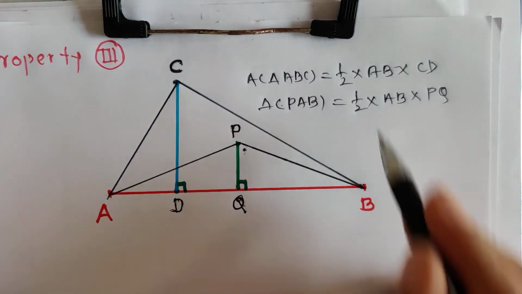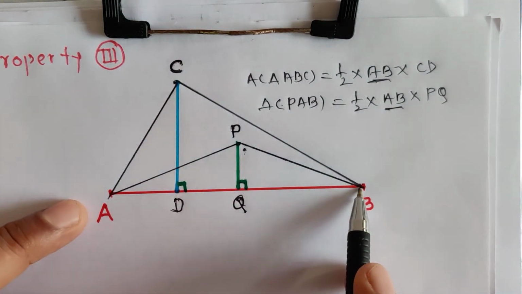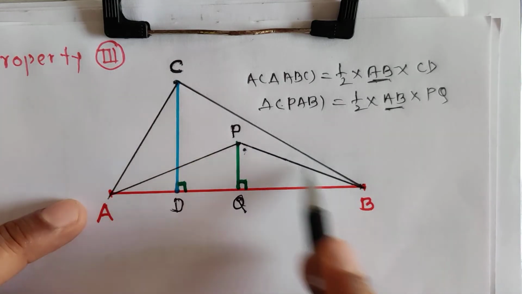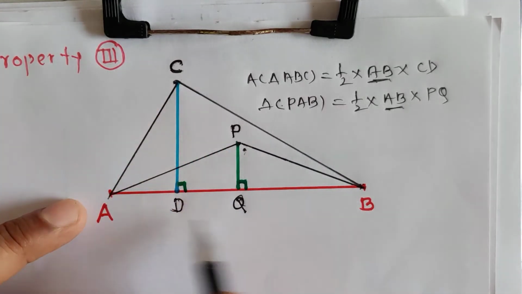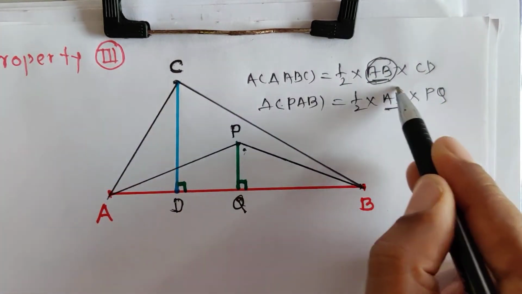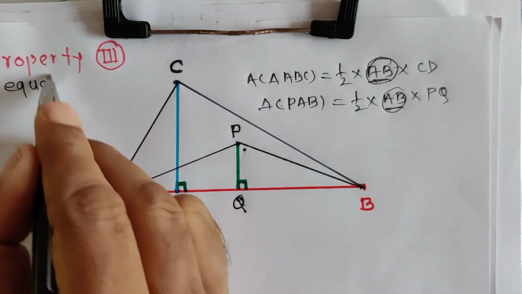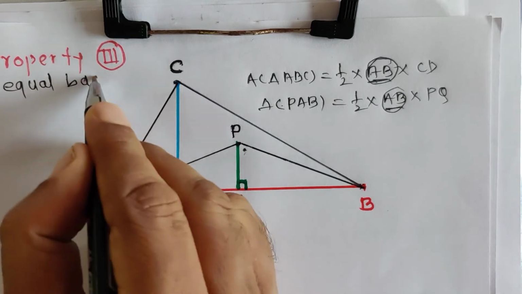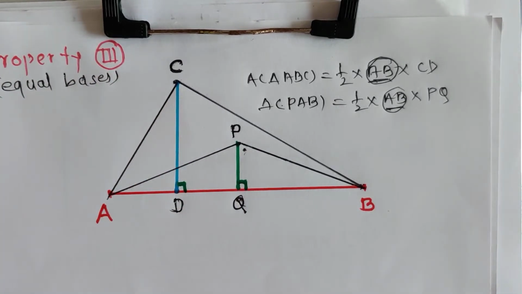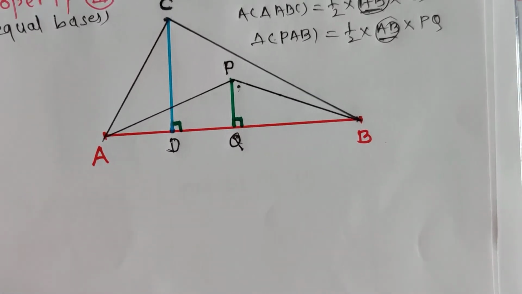So here, what is the common? Their bases are common. Here AB is the common base for this triangle ACB and this PAB. For both, means these are the triangles of equal bases. So this property is for the triangles having equal bases. Now, whenever the bases are equal, how will we get the relation between the ratio of their areas?